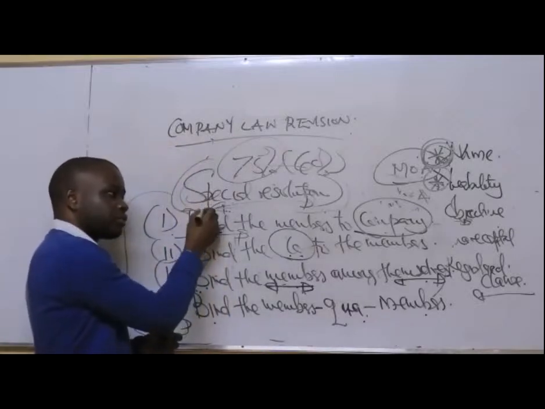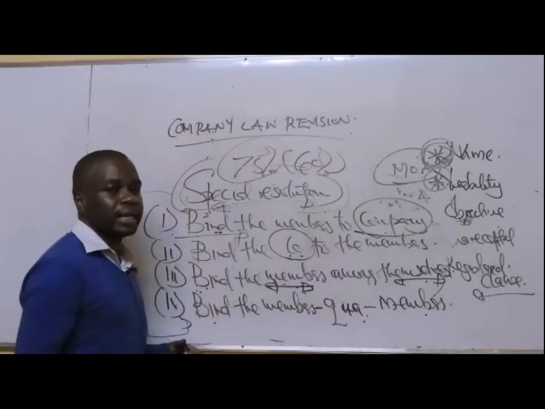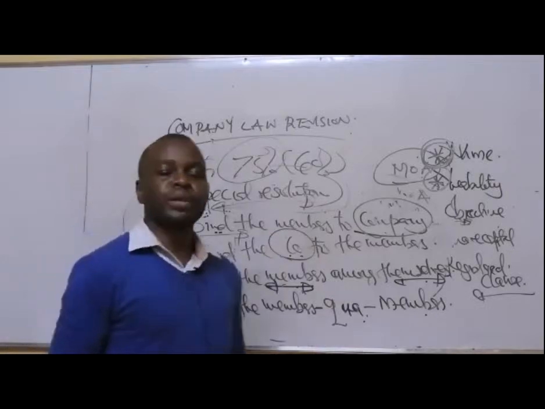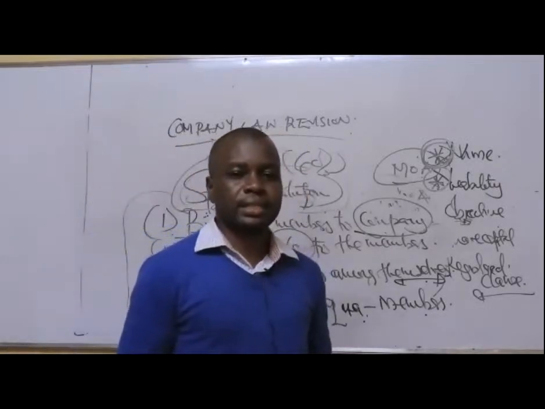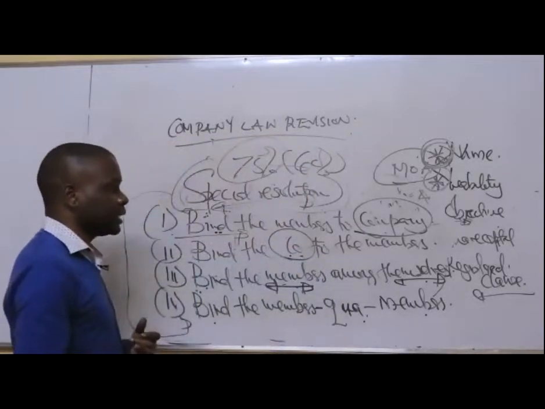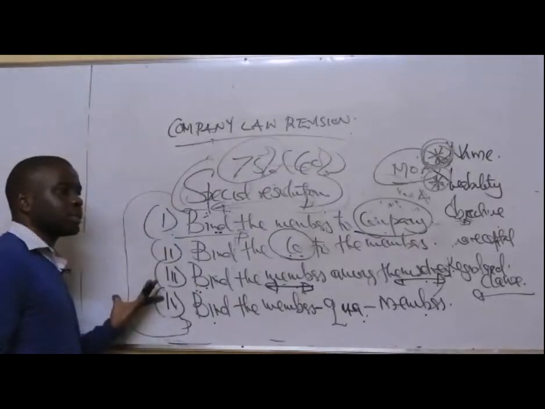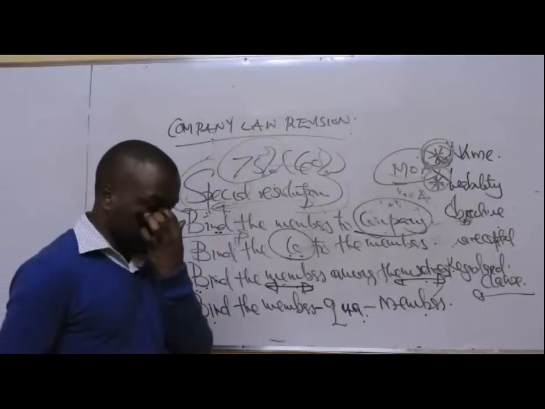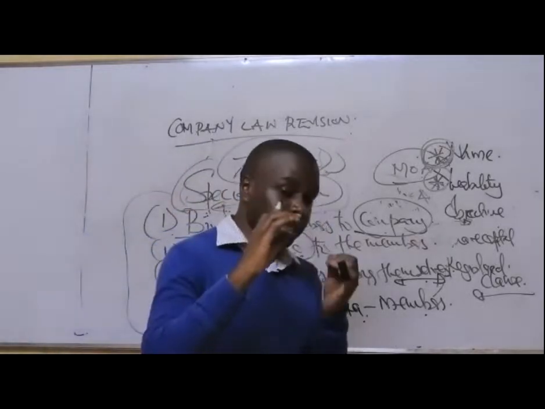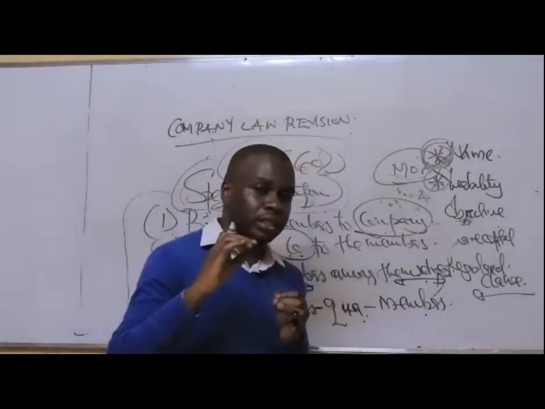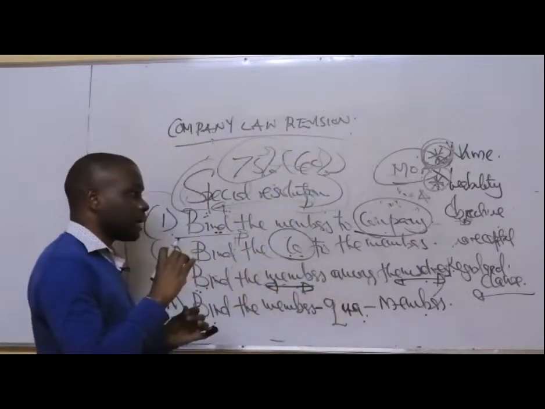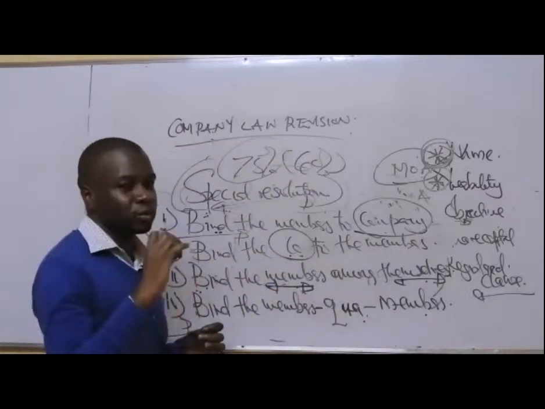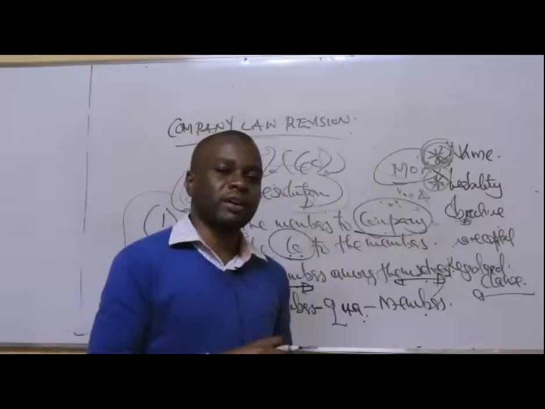When the articles are altered, you also inform the register of companies within a period of 14 days that you've altered the articles of association, because they could ask what the requirements are under the Companies Act with regard to alteration of articles. So they just want you to briefly explain the procedure of how articles will be altered. Articles can be altered by passing a special resolution.